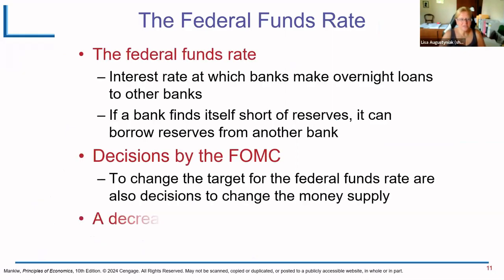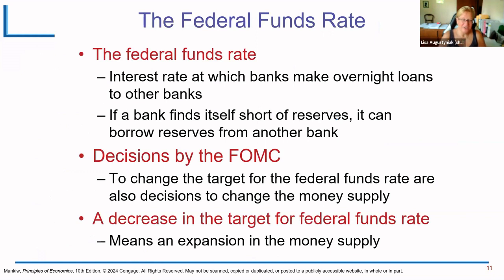The other tool that the Fed can use is the federal funds rate. And this is the overnight loans that banks can make to other banks. So when we look at the federal funds rate, we tend to call this the risk-free rate or real rate of interest. You've heard that before. The federal funds rate, again, it can make these overnight loans.